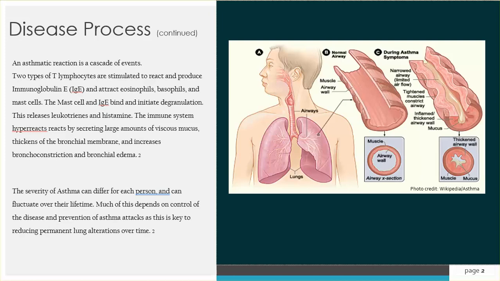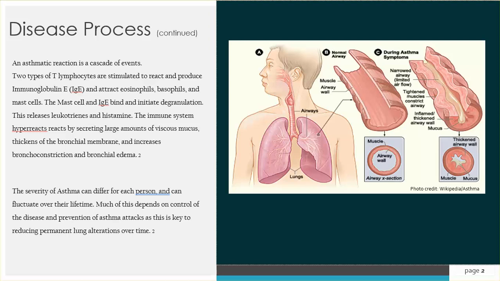There are two types of T lymphocytes that react and produce IgE and attract eosinophils, basophils, and mast cells. When the IgE binds with the mast cells, it initiates a process called degranulation, and this releases leukotrienes and histamine. The system tends to hyperreact and it secretes copious amounts of mucus. It tends to thicken the bronchial airway and it increases bronchoconstriction and edema.